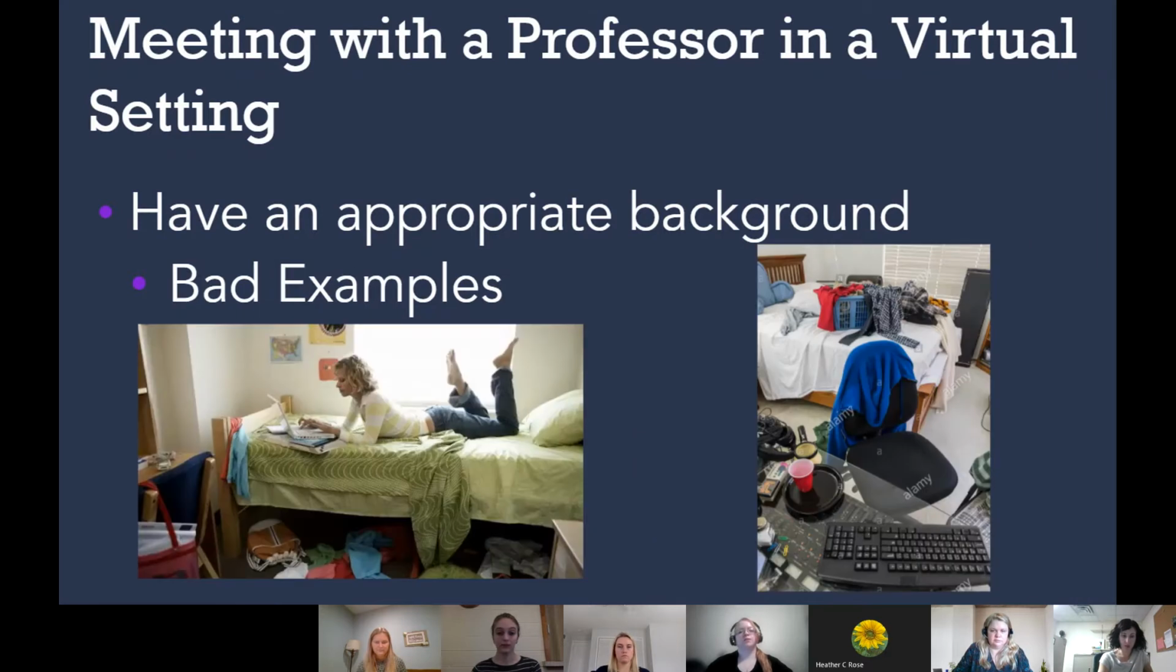Here are some examples of inappropriate backgrounds. For the image on the left, not only is the room messy, but the woman is lying on her bed, not at a chair. This is not appropriate for meeting with a professor. By lying on her bed, someone might assume that she's not taking the meeting very seriously and doesn't care about what the other person is saying.